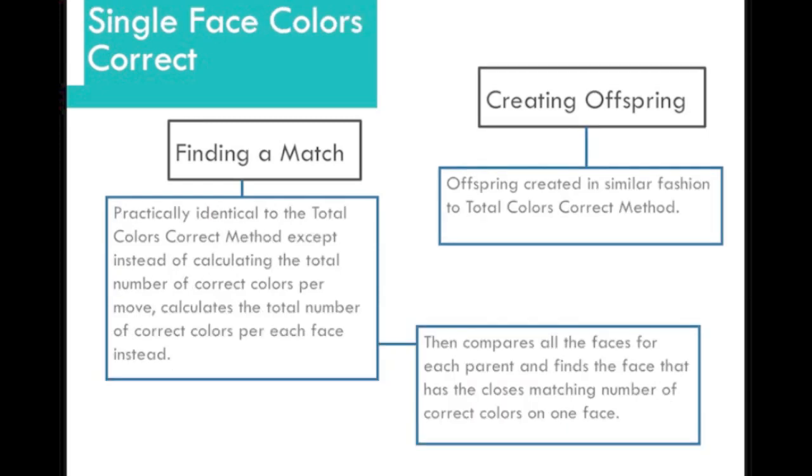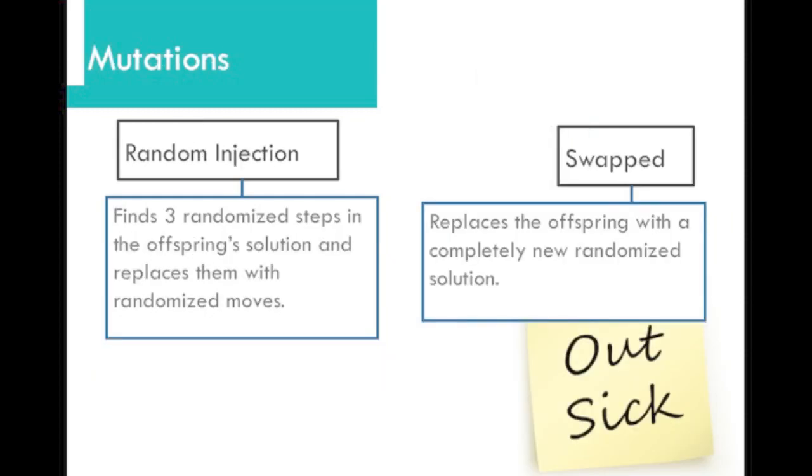In the single phase colors correct, it's almost exactly identical to the total colors correct method, except that now we're actually calculating the total number of correct colors per each face instead of for the total cube. This gives us a much more defined version of a matching cube. Then when you create offspring, it's pretty much in the exact same fashion as the total colors correct method.